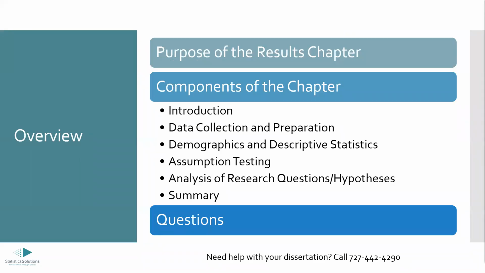Just to give an overview of what we're going to be covering today, this webinar will be on the quantitative results chapter, so we will not be covering information about qualitative results today, only quantitative. And we'll start off by discussing the purpose and importance of the results chapter to the dissertation. And then we're going to go over all of the different components that are typical for the quantitative results chapter, including the introduction, the data collection and preparation, descriptive statistics, assumptions testing, analyses of the research questions, and the summary. And then at the end of the session, we'll have an opportunity for you to ask questions.